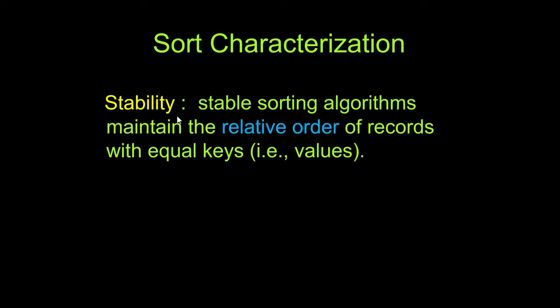Second, stability. Stable sorting algorithms maintain the relative order of records with equal key values. That is to say that when we have the same value or key at different positions in the list, at the end of the sorting, the same value records should maintain their relative positions.